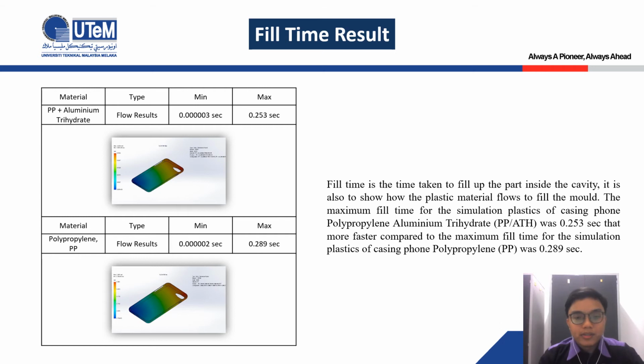For the fill time result, the fill time is the time taken to fill up the part inside the cavity. It also shows how the plastic material flows to fill the mold. The maximum fill time for the plastic simulation of the gas-inform polypropylene aluminum trihydrate was 0.253 seconds, which is faster compared to the maximum fill time for the gas-inform polypropylene, 0.289 seconds.